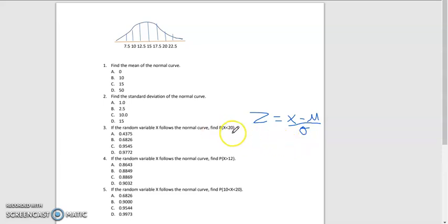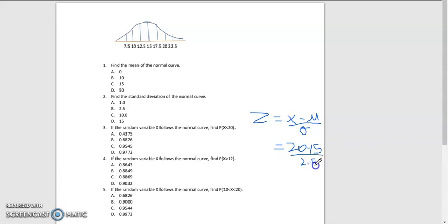Now in this, your x will be 20. So when you substitute 20 for it, you say 20 minus the mean. What was the mean that you got? You said your mean was 15, isn't it? So 20 minus 15, divided by, what was the standard deviation? Was it not 2.5? So you say 2.5.